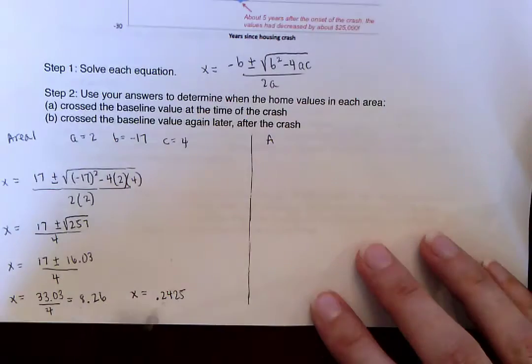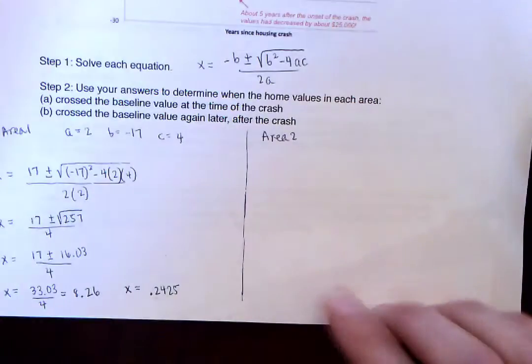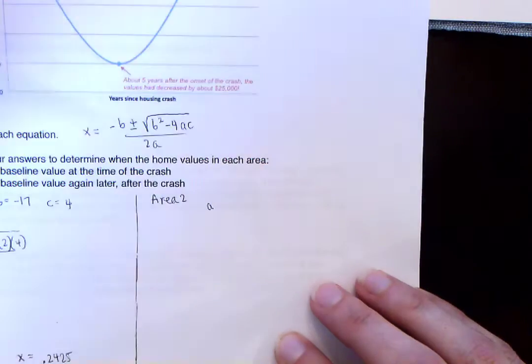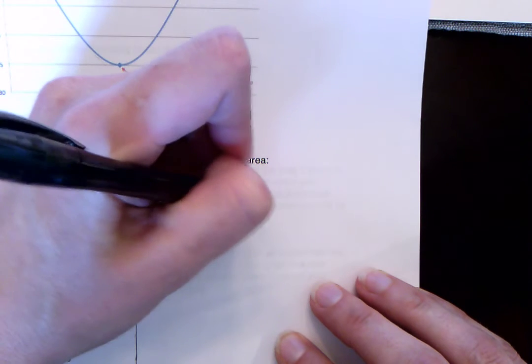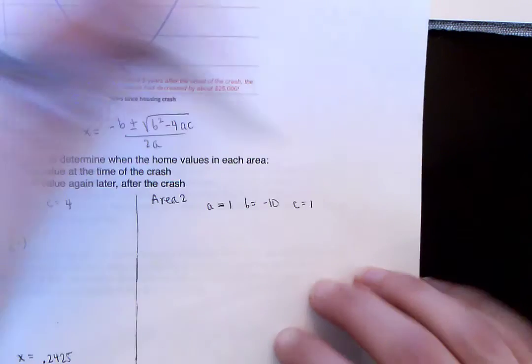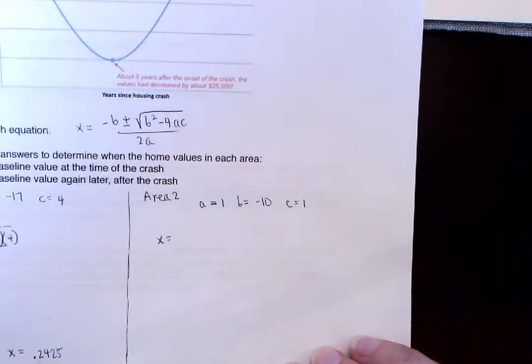So that's not too bad. It took 8 years to recover. So now we'll look at area 2. So remember, for area 2, A was equal to 1, B was equal to -10, and C was equal to 1. So now I'm going to plug these values in, and then we'll figure out what the results are.